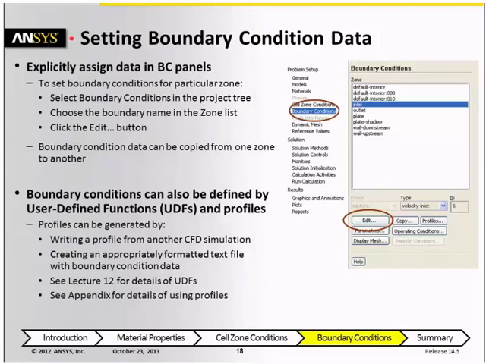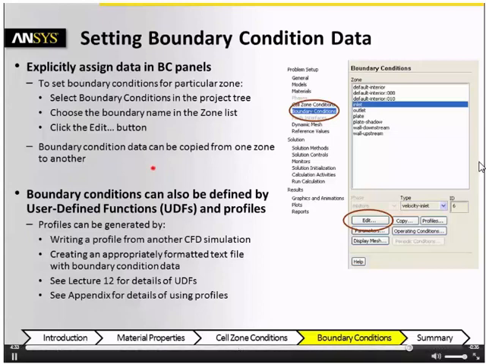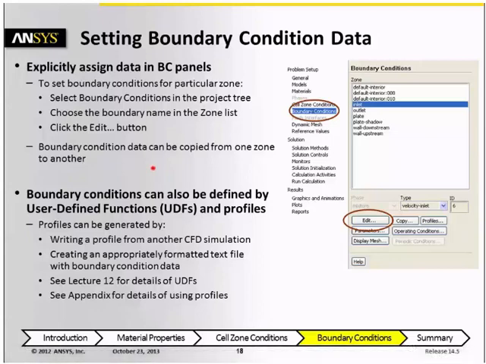Entering boundary condition data is just like entering cell zone condition data. When you want to set the boundary conditions for a particular zone, you select boundary conditions in the problem setup tree, select the zone that you want to provide the data for, and click Edit. The Copy button, which you see here below the list of boundary zones, can be used to copy settings from one zone to another, and this can be a convenient feature for problems where there's a large number of boundaries with the same boundary conditions, and it can also copy data from one zone to multiple other zones.